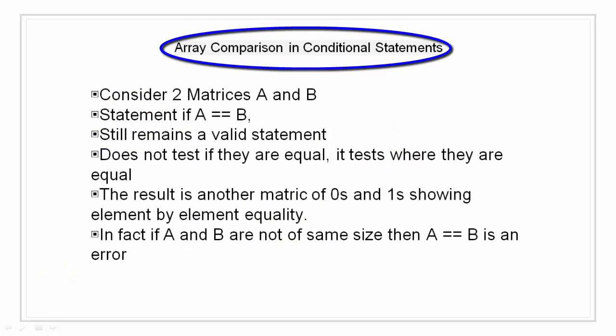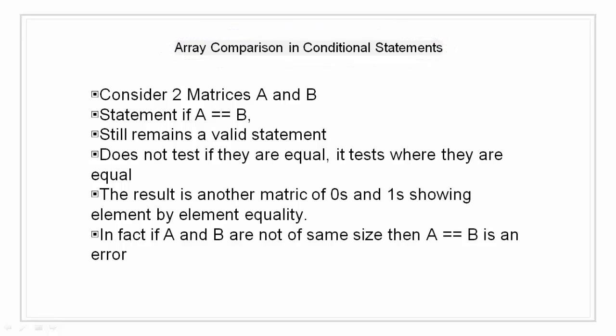It is important to understand how relational operators and conditional statements work with arrays and matrices. When we consider two matrices A and B and use if A == B, the statement is still valid. The difference is it does not test whether they are equal, it tests where they are equal. The result is another matrix of 0s and 1s showing element-by-element equality. In fact, if A and B are not of the same size, then A == B is an error.